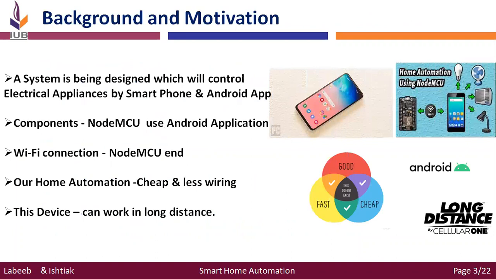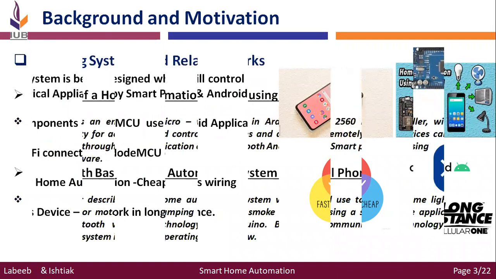So background and motivation. Here we developed and designed a system which will control electrical appliances by smartphone and Android app. The component we have used is Node MCU, which can be used by an Android application. Wi-Fi connection is given to the Node MCU and our smart home automation is cheap and needs less wiring. This device can work from a long distance.